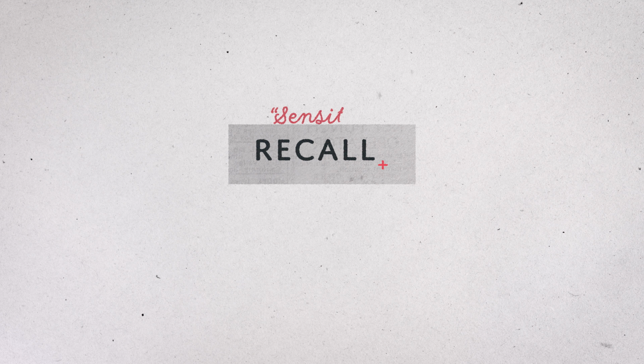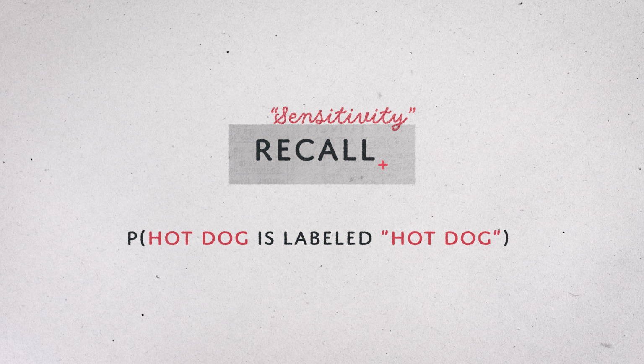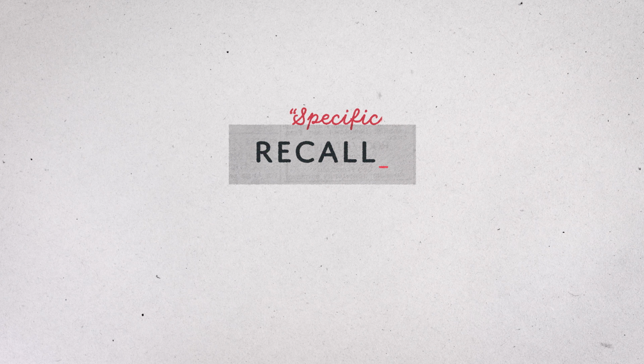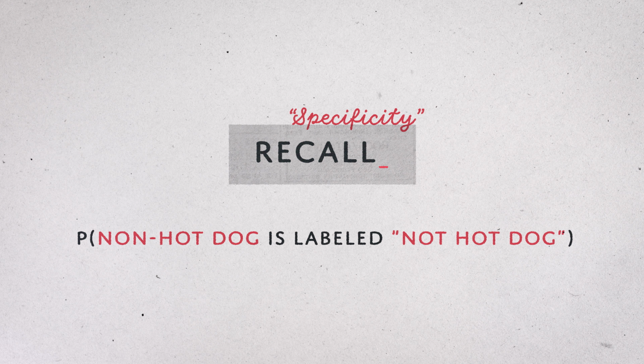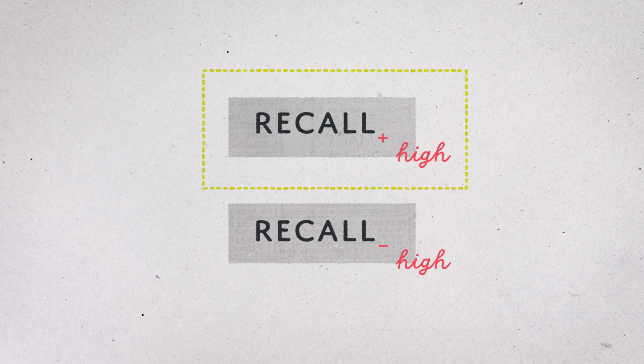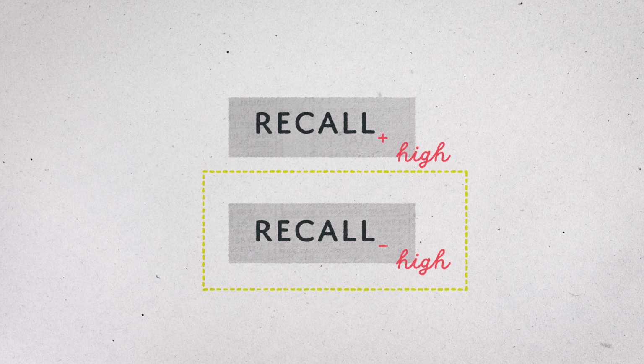So conceptually, we can think of it as having two recalls. The recall for the positive class, the probability that the classifier correctly labels a hot dog image as hot dog, and the recall for the negative class, the probability that the classifier correctly labels a non-hot dog image as not hot dog. And in a perfect world, we'd have high recall for both classes, because that would mean the model is correctly labeling most of the hot dog images and correctly labeling most of the non-hot dog images. In practice, though, there's almost always a trade-off.